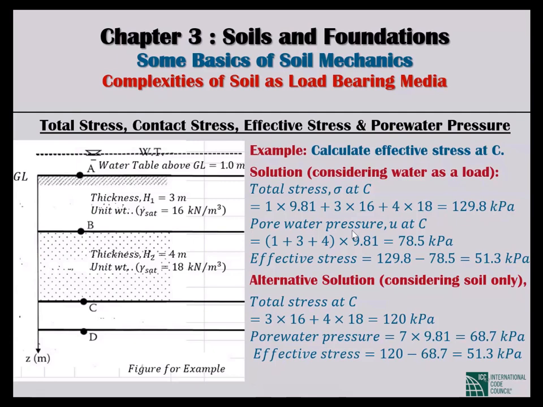Pore water pressure depends on the water column. From here, what is the water column height? 1 meter, 3 meter, and 4 meter. So it is 8 meter, into 9.81, so it is 78.5. So what is the effective stress? 129.8 minus 78.5, so 51.3. Could you get my point? So this stress is responsible, not this stress. This stress is responsible for the deformation and all of that.